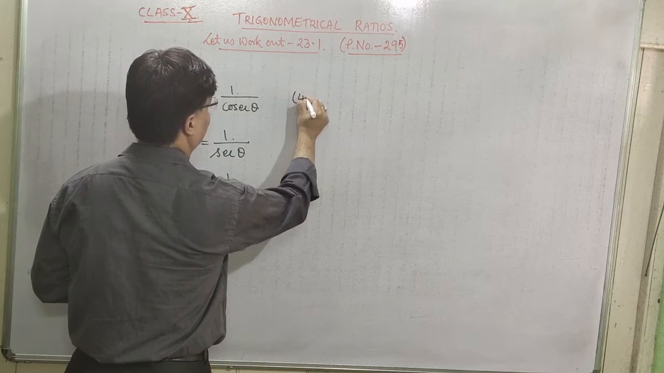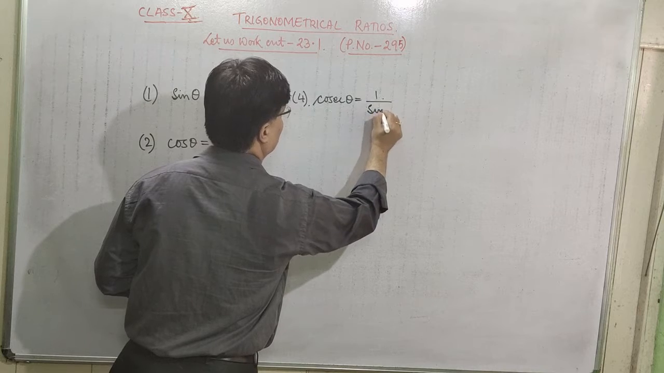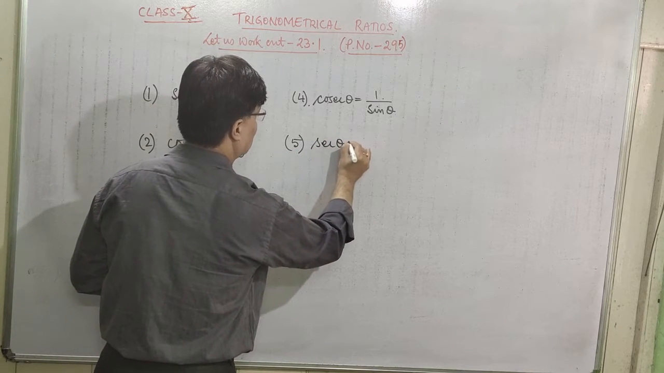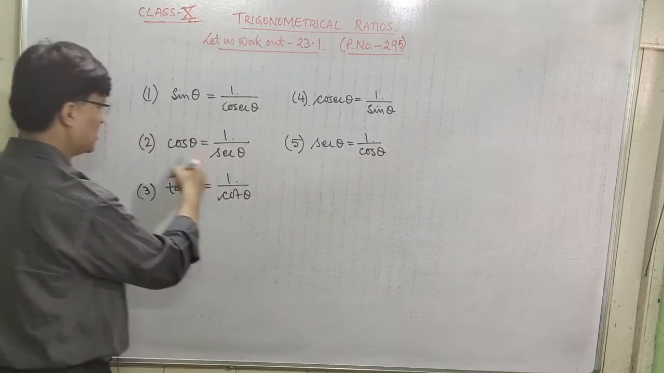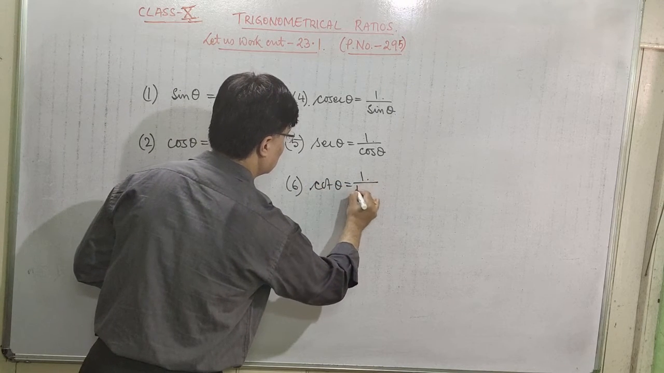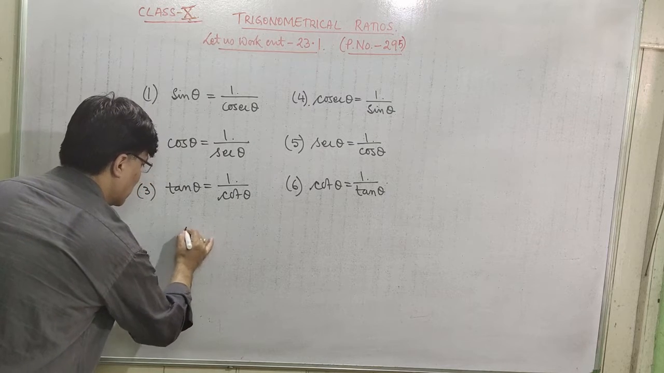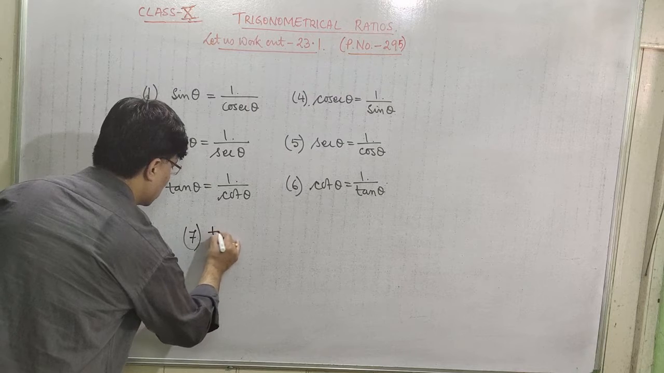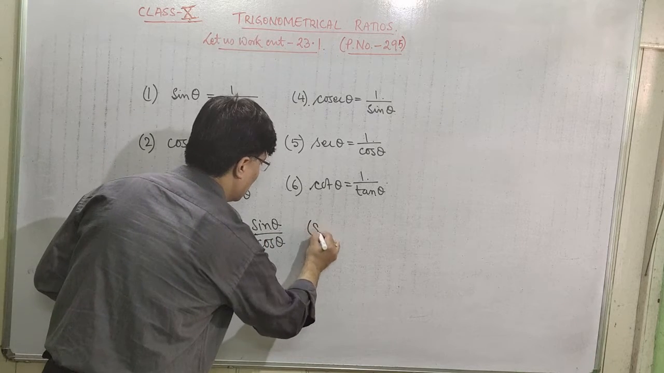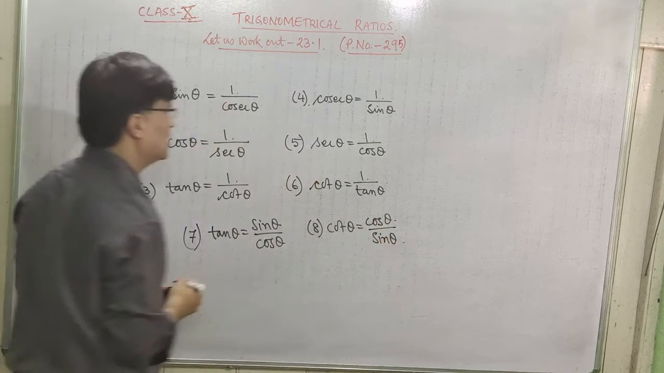Number four, similarly, cosec theta is equal to 1 upon sin theta. Number five, sec theta is equal to 1 by cos theta. And number six, cot theta is equal to 1 upon tan theta. Is that clear? And you should know this formula also. We have done it in the last class. Number 7, tan theta is equal to sin theta by cos theta, and number 8, cot theta is equal to cos theta divided by sin theta.